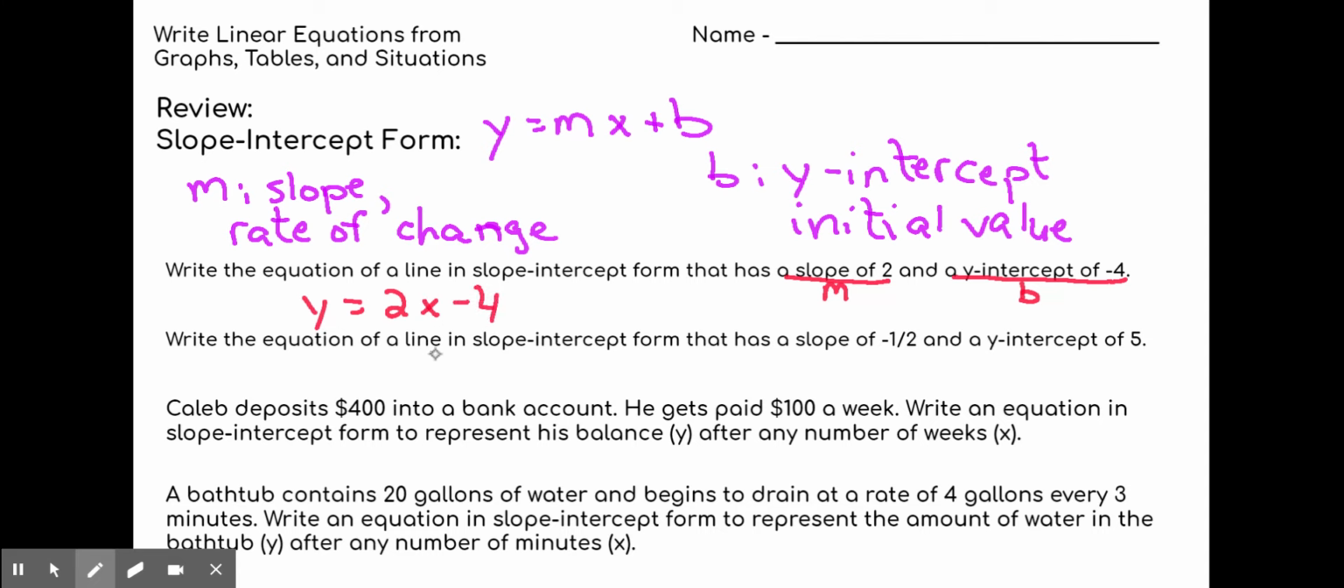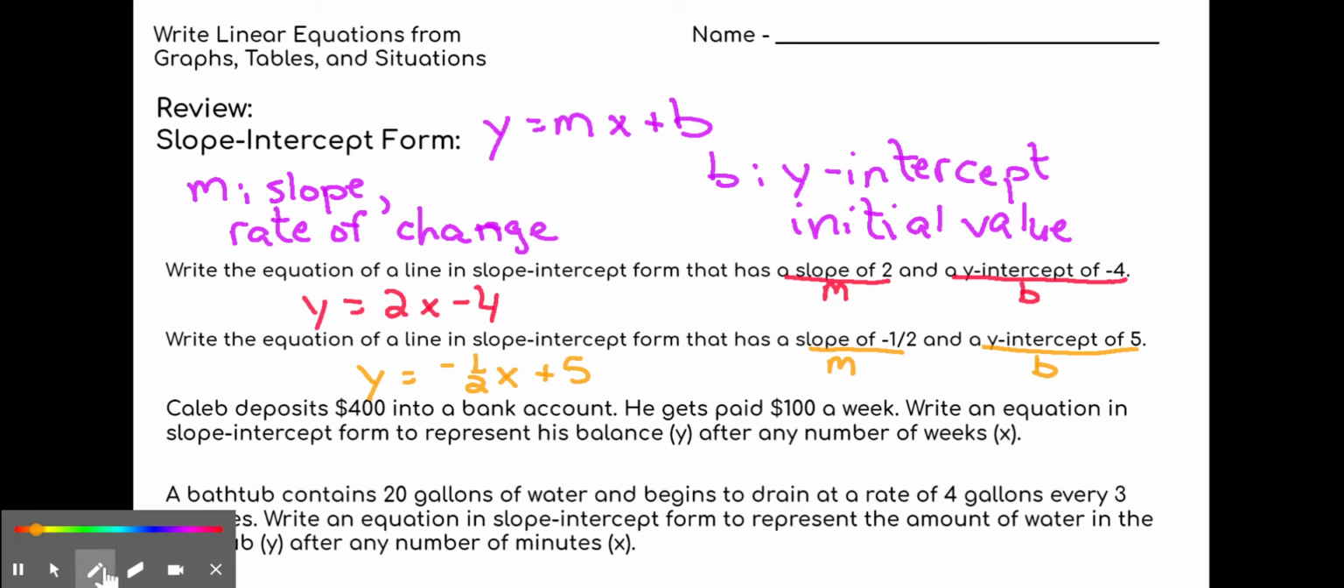Write the equation of a line in slope-intercept form that has a slope of -1/2 and a y-intercept of 5. Okay, you should have gotten y equals -1/2 x plus 5. Let's look at a situation.